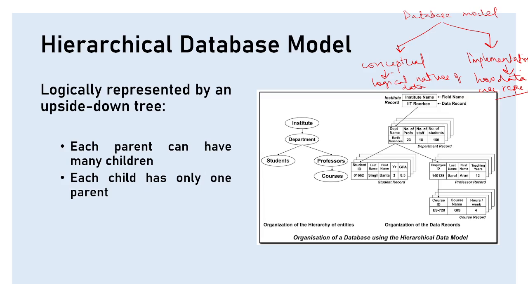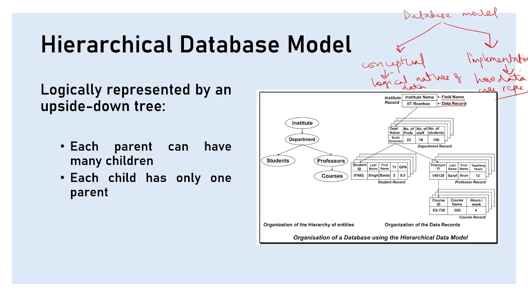If you take this example that sir had also given, from the IIT Roorkee setup, it is represented here like this. We have the main parent, which is the institute. The institute name is the field name, and then this is the data record: the field name is institute name, which is IIT Roorkee. In this institute there are several departments.